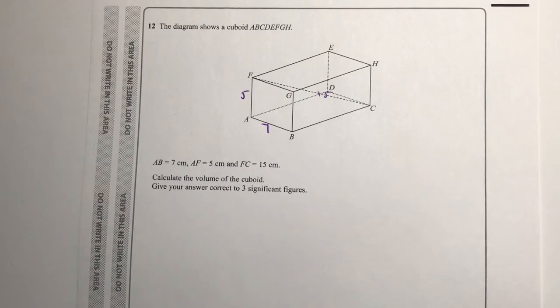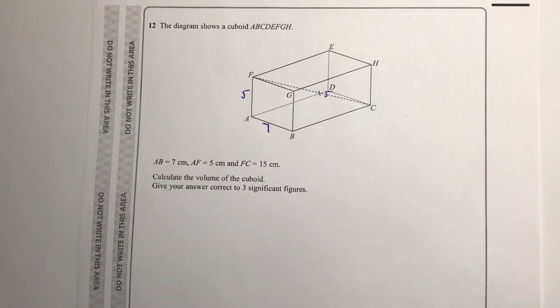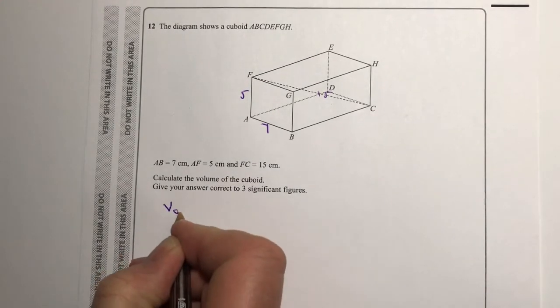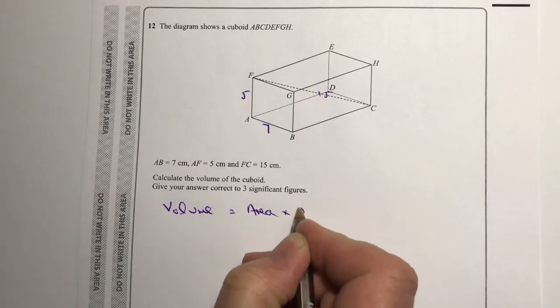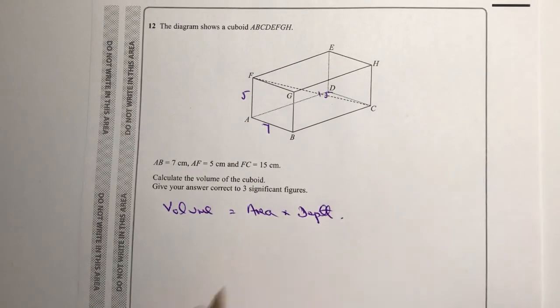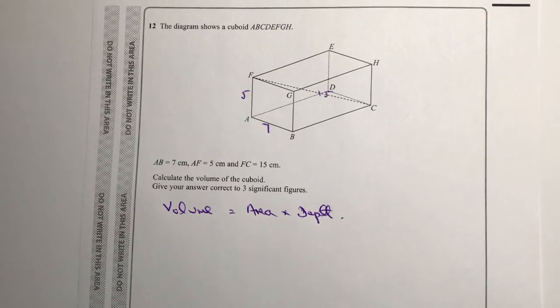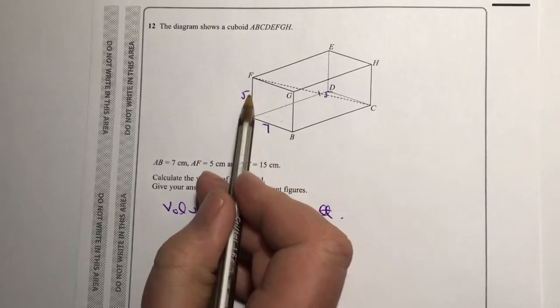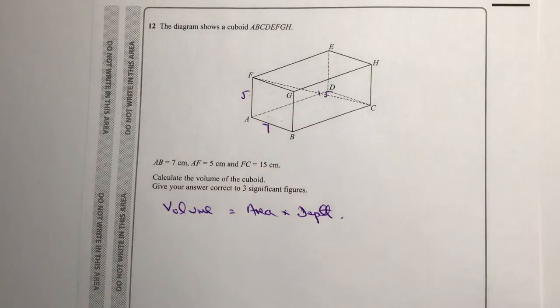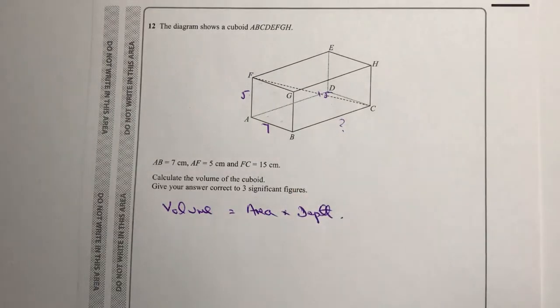In order to work out the volume, if I write out the formula, volume equals area times depth. It's really important that you write these formulas out if you can. Area is fairly straightforward because it's this area along here, which is 5 times 7. The problem we've got is we don't know the depth. We need to work out effectively BC. So let's have a look at that.